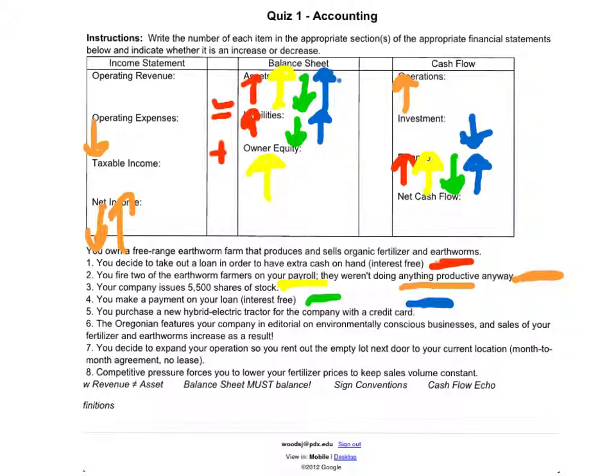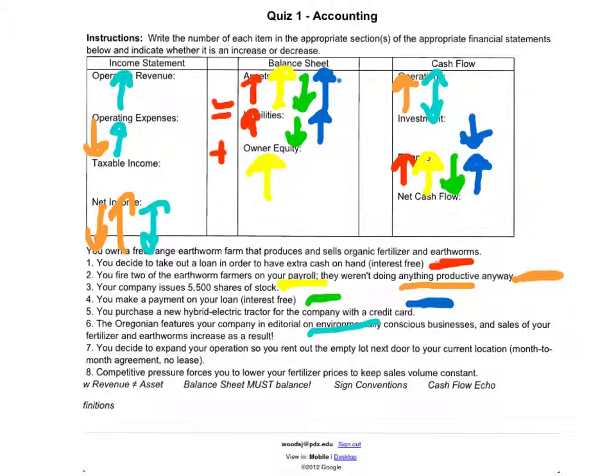All right, so let's go ahead and get the light blue out here. The Oregonian features your company in an editorial, environmentally conscious business. Sales of fertilizers and earthworms increase as a result. Great. Increase in revenue, increases in expenses, and you're not quite sure what happens to net income. Odds are it's going to be positive, but we're going to go with don't know for sure. And so you can have don't know for sure in cash from operations. Because remember, anytime net income changes, cash from operations changes.